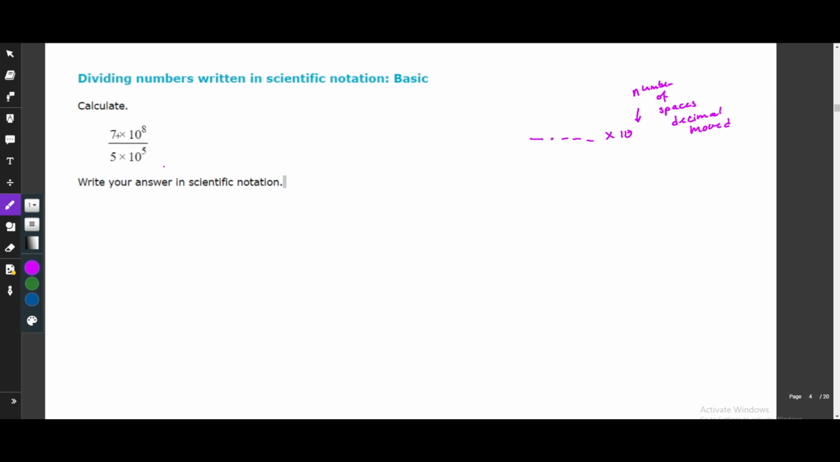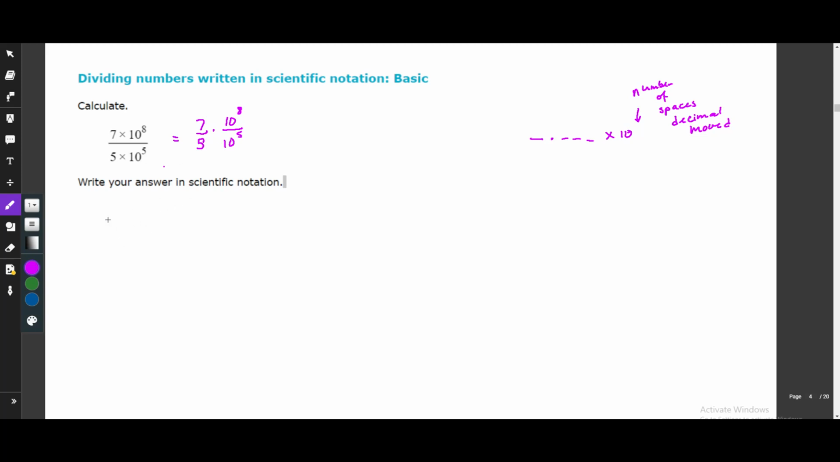So we can think of multiplication, remember, as parentheses, with the times 10. So this is really the same thing as 7 divided by 5 times 10 to the 8th over 10 to the 5th. You can deal with the whole number parts or the decimal part and then the exponent part. Remember, when we have the same base with exponents over top of each other, we can subtract the exponents. So this is really just 7 divided by 5.